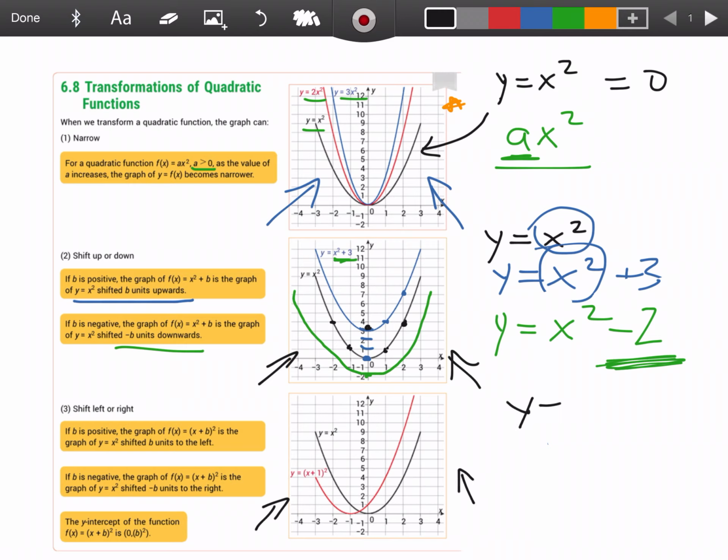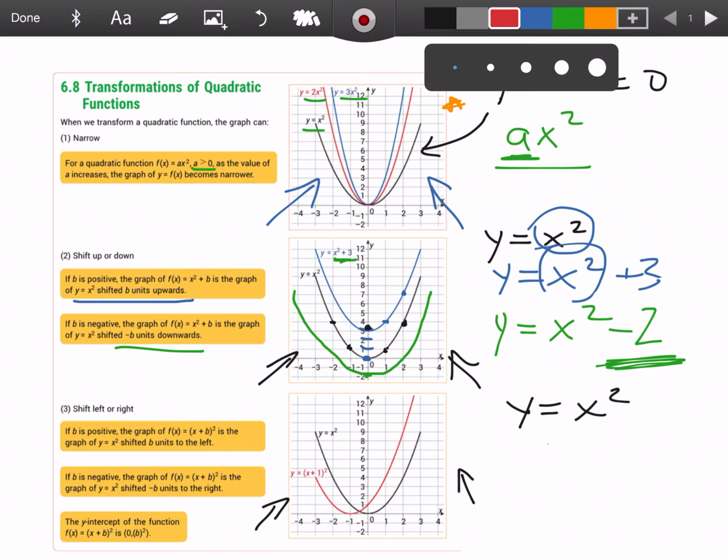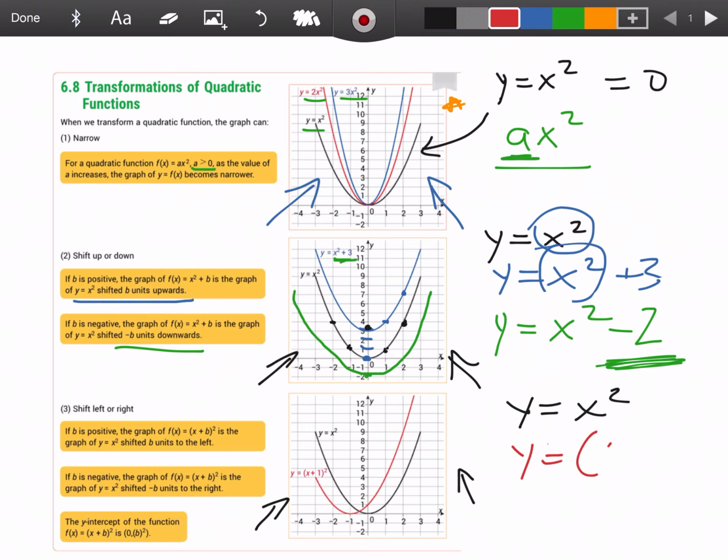You can see again, our base is y is equal to x squared. And the red one in this case is y is equal to x plus 1 squared. That's different to doing x squared plus 1. I hope you can see the difference between those two. If it was x squared plus 1, all that would happen is that the curve would shift up 1 space, like it did in the previous problems, where we added 3 and it went up 3 spaces.